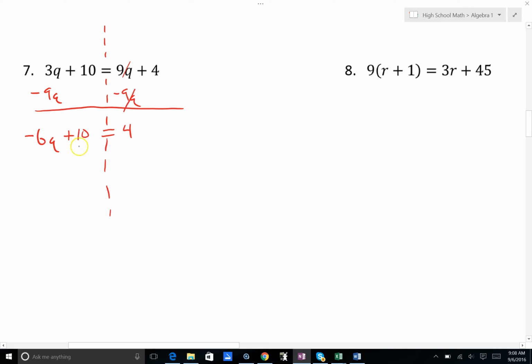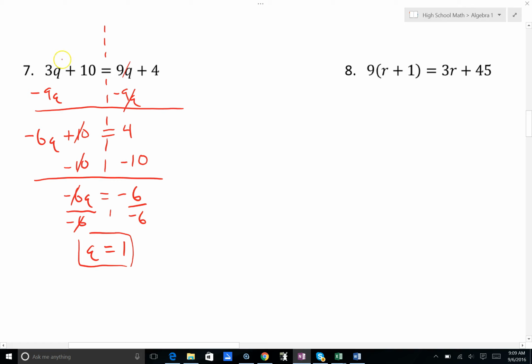Solving for q, we will undo the added or subtracted part first. In this case, subtract 10 on both sides. Ten subtracts 10 to leave our minus 6q. 4 minus 10 is negative 6. Solving for q, we'll divide by our coefficient, negative 6. Negative 6 divides negative 6 to leave q. Negative 6 divided by negative 6 is 1.